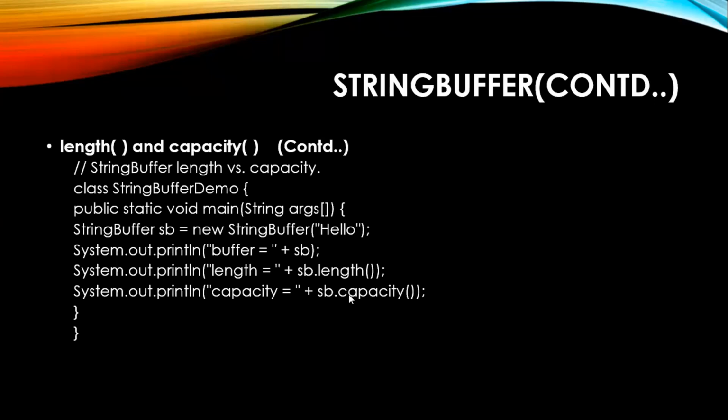Capacity. So what is the capacity? I said that at any time you will have an extra 16 spaces. Extra 16 spaces in the sense that the first 5 locations have been occupied by Hello, and you will have the remaining 16 spaces. So what is the total capacity? Total capacity will be 16 plus 5, so that is 21.